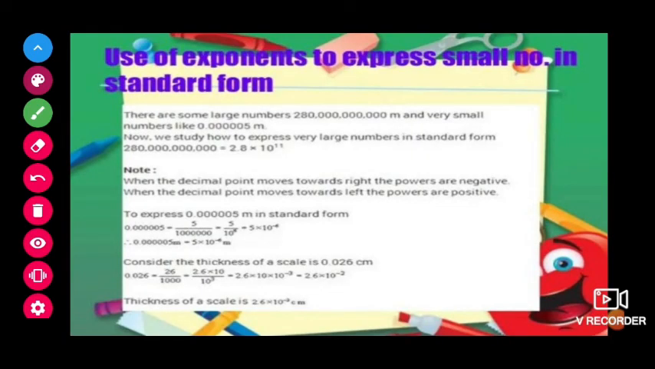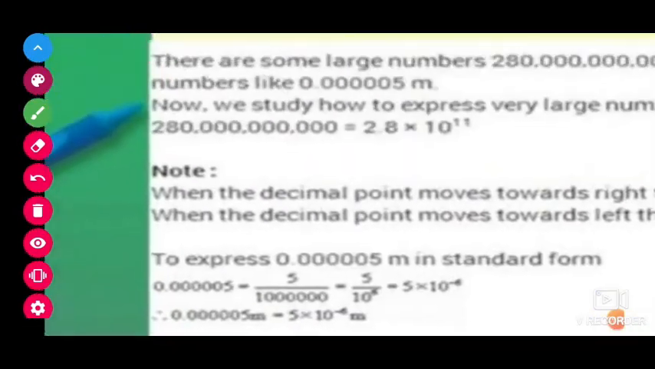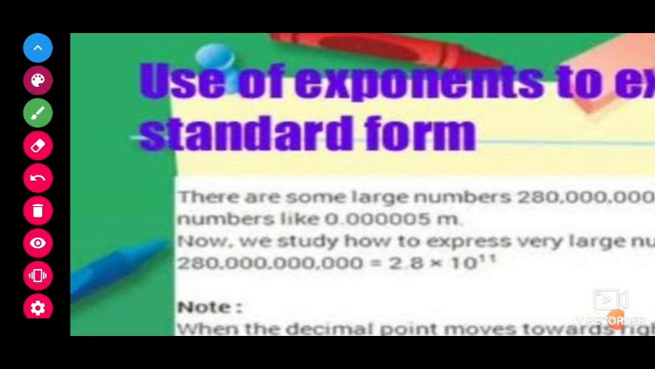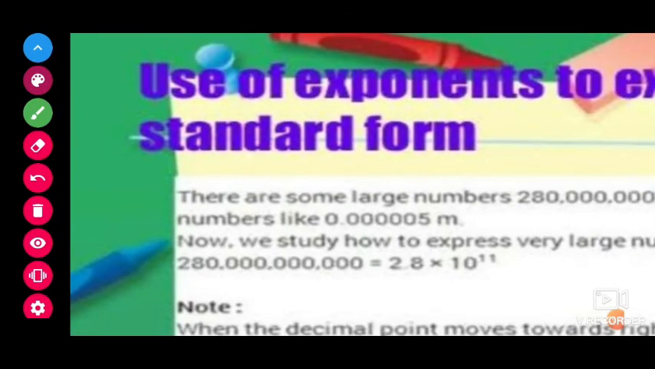Next one, use of exponents to express small numbers in standard form. Children, we will see this in our daily lives, or whenever you will be working with physics, or science like chemistry, atoms and all. Okay, let atoms be. If there is a scale in your hand, what is the width of the scale? That is a very minor thing, no?